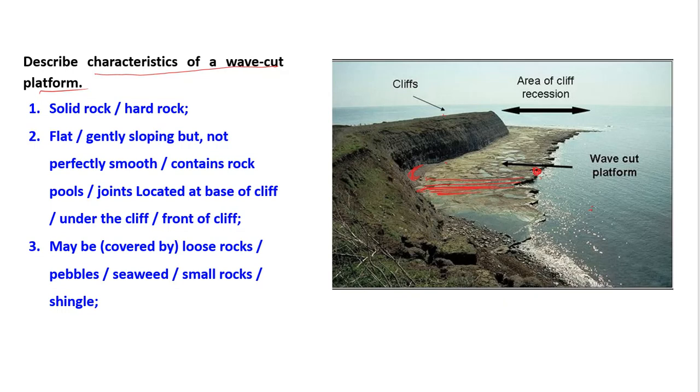So one of the major characteristics is that, as you can see here, there are solid rocks from this image. Now the wave-cut platform is flat. See, it's flat, meaning here we look more like a gentle slope. Now it also contains small loose rocks here at the base. That's just some of the features you can pick out from this diagram.